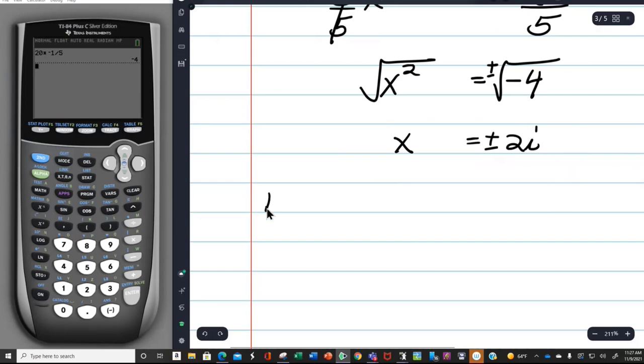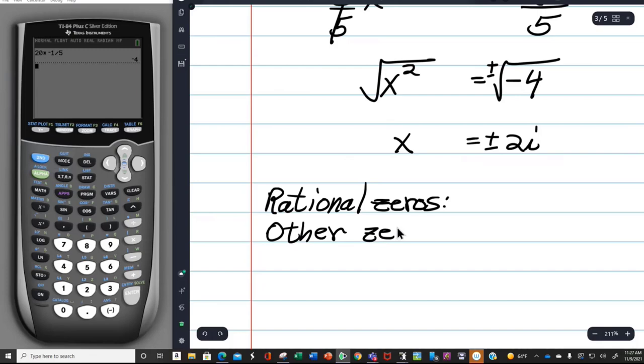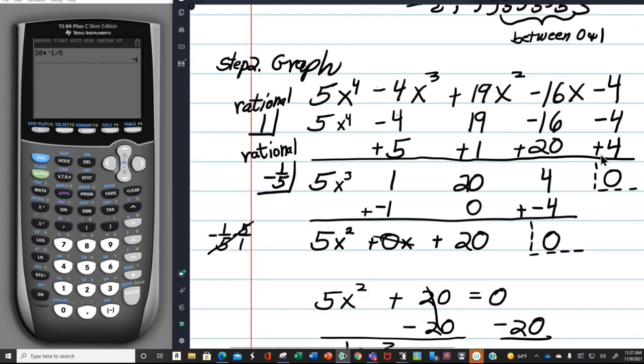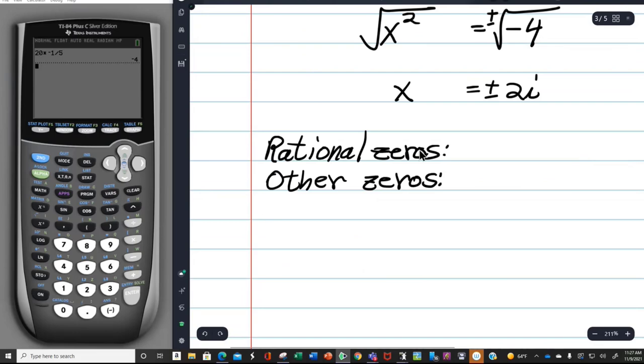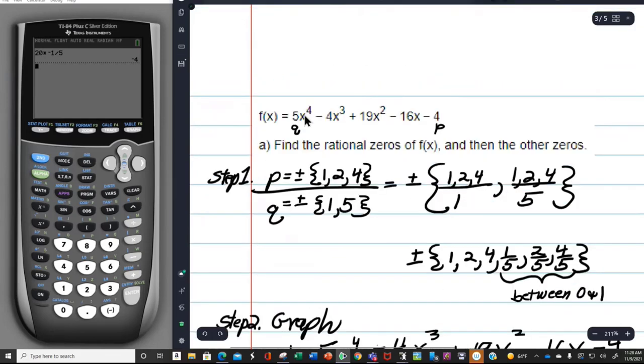Now, you'll fill in a place that says, well, rational zeros. Other zeros. So, yes. Yeah, 1 and negative 1/5 or negative 1/5 and 1. And then the other zeros are negative 2i and positive 2i. Notice there are 4 zeros. Just like the highest power, just like the degree of this polynomial.